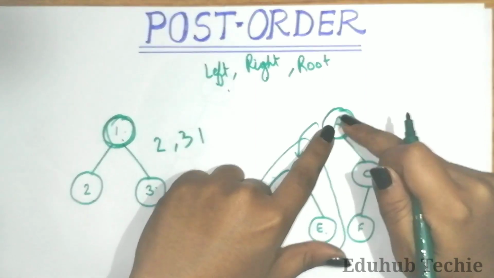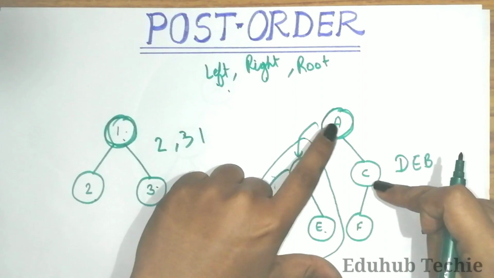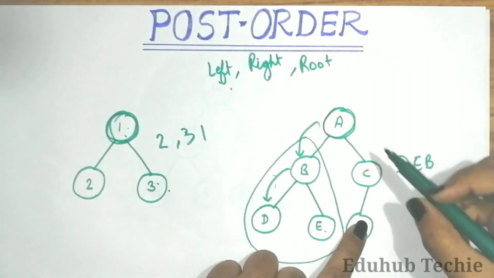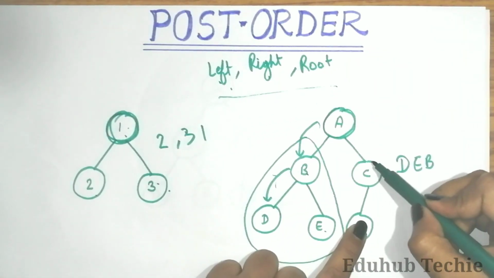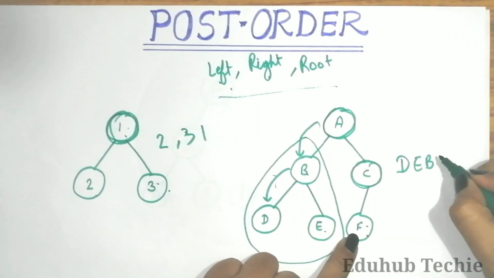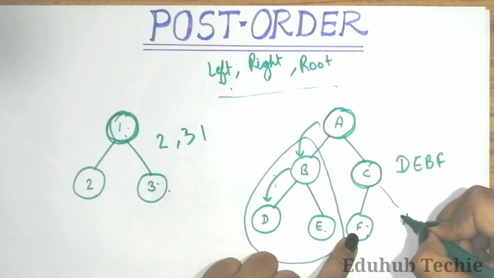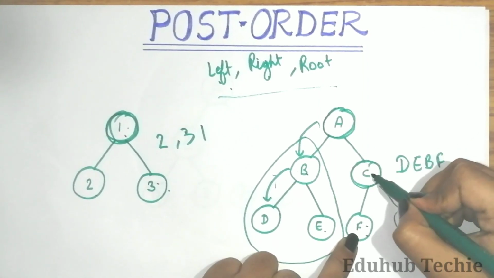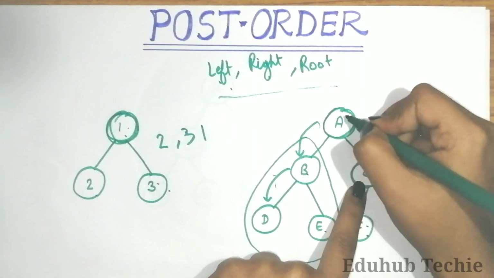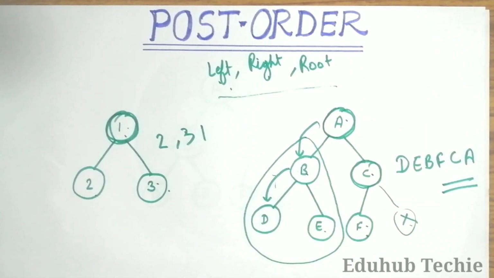Okay, then we'll come here and we'll move towards the right of this. So right is this, and again we'll follow the same route, left, right, root. So this is the root node for F. So we'll write first F as it is in left. Then we'll write the right, we'll move towards the right side. There is nothing in the right, so we'll move directly to the root and then back to the root. Okay, I think it is clear.